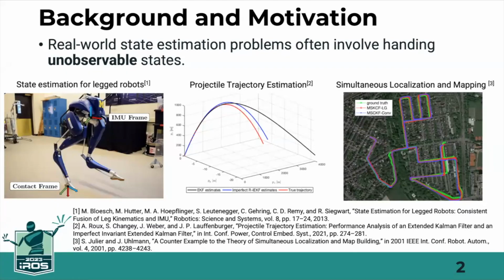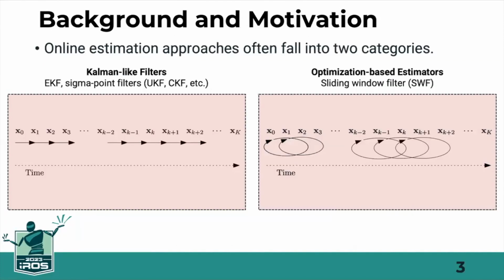Now, why do we care about estimating unobservable states? As it turns out, several real-world estimation problems have states that are unobservable. These include legged robots, projectile trajectories, and simultaneous localization and mapping, or SLAM, problems. When real-time estimation is needed, two types of approaches are typically considered.